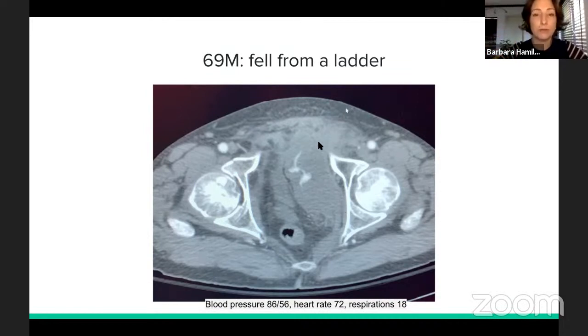And this is the arterial phase. These are the femoral arteries lighting up. And here you can see that there's active extravasation. So this irregular bright thing in the middle of the hematoma means that he is actively bleeding into that area.